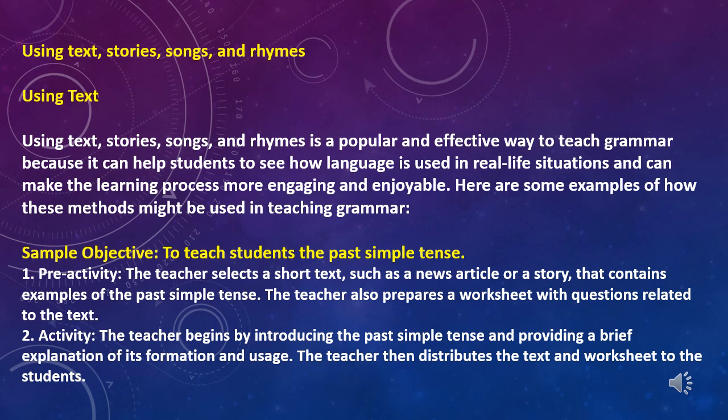Sample objective: to teach students the past simple tense. 1. Pre-activity: the teacher selects a short text, such as a news article or a story, that contains examples of the past simple tense. The teacher also prepares a worksheet with questions related to the text. 2. Activity: the teacher begins by introducing the past simple tense and providing a brief explanation of its formation and usage. The teacher then distributes the text and worksheet to the students.